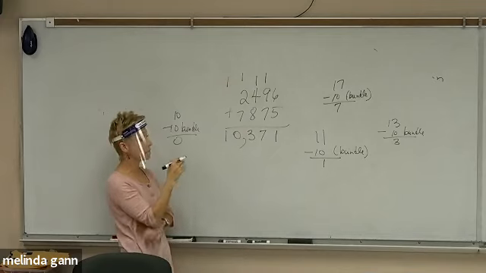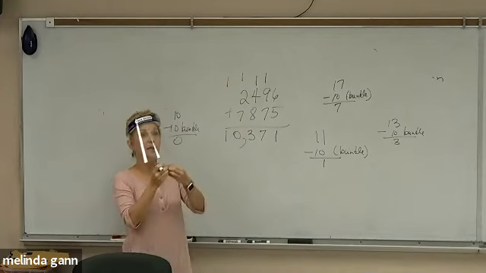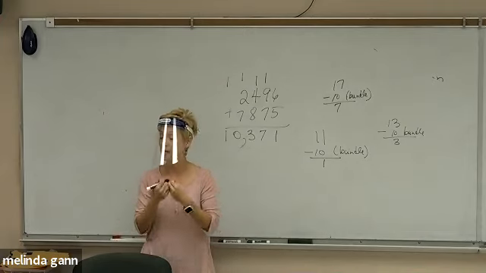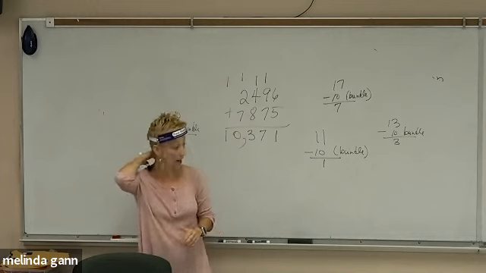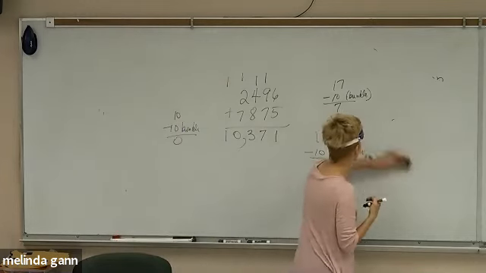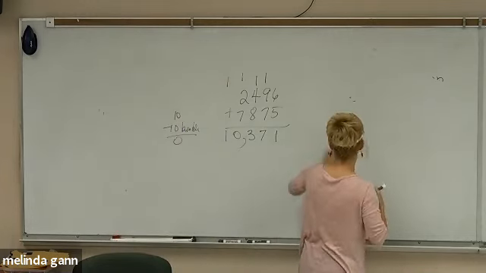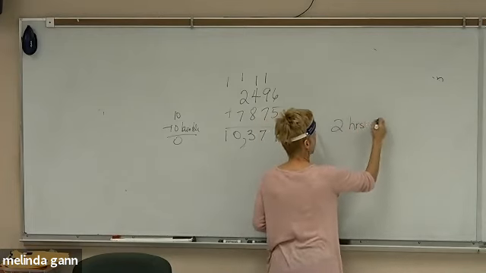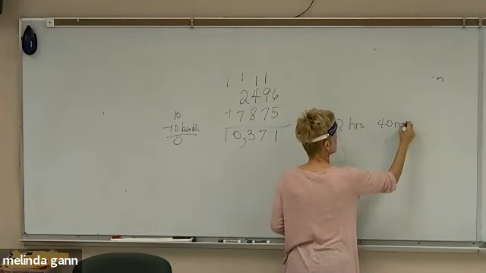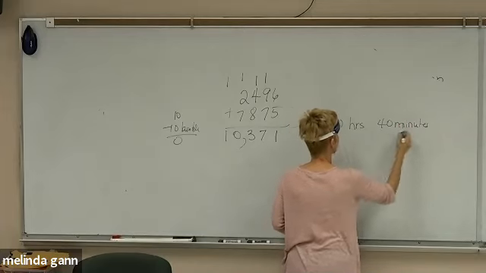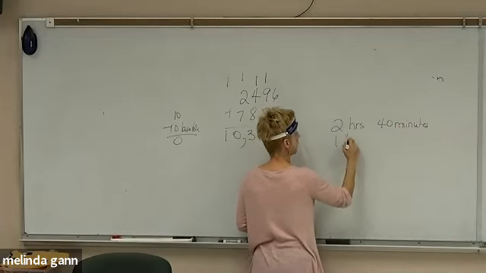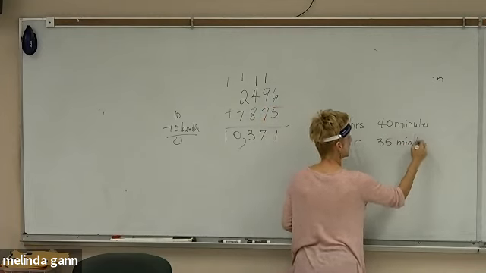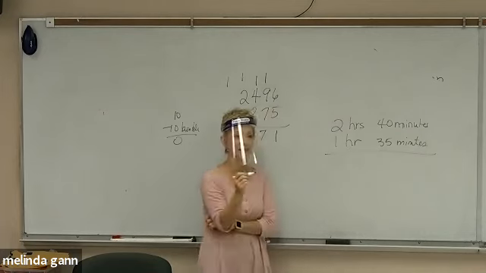Because if they start bundling and unbundling, and they get really good at it, they do it in kindergarten, they do it in first grade, they do it in second grade. When you start doing things like this, something took you 2 hours and 40 minutes to do. Your next task took you 1 hour and 35 minutes. And it says, how long did both tasks take?